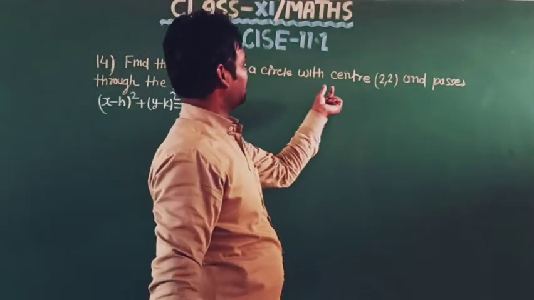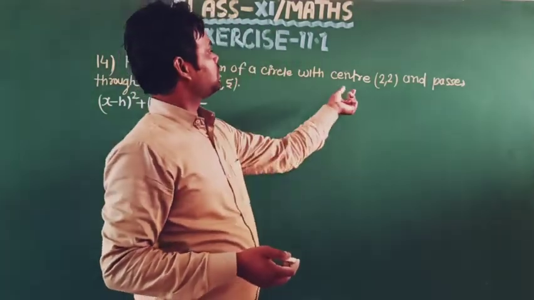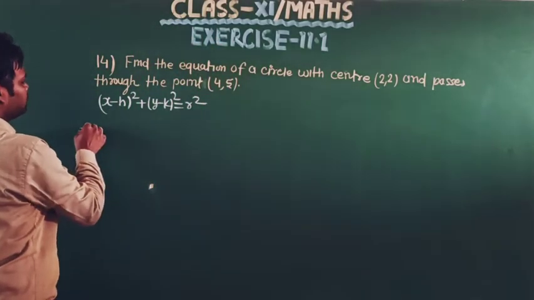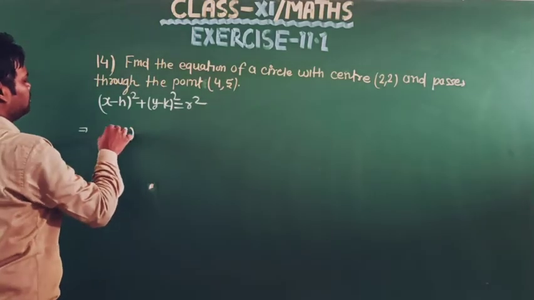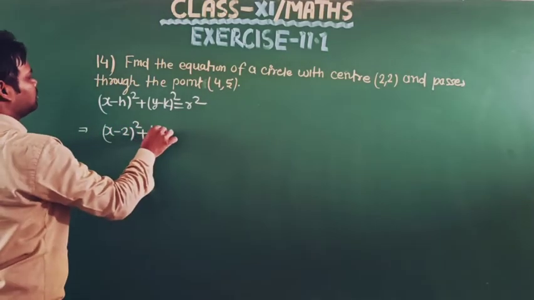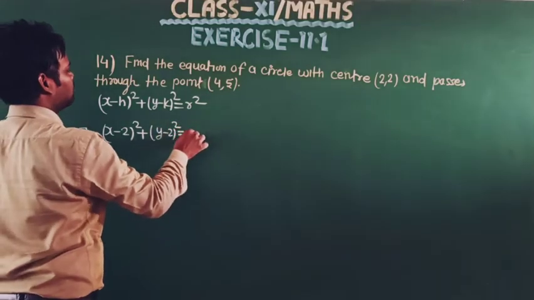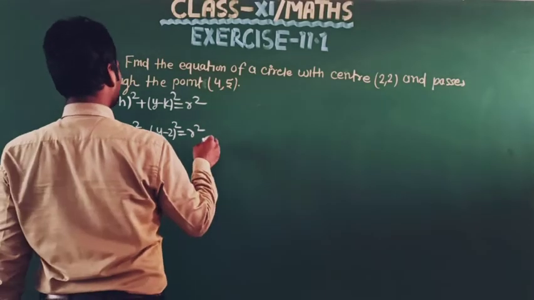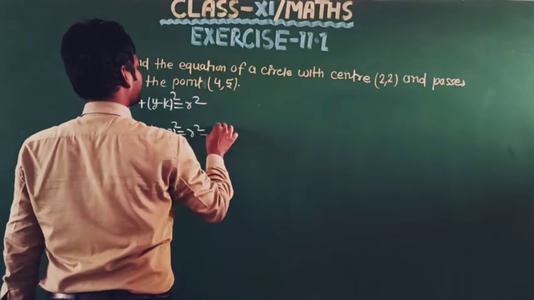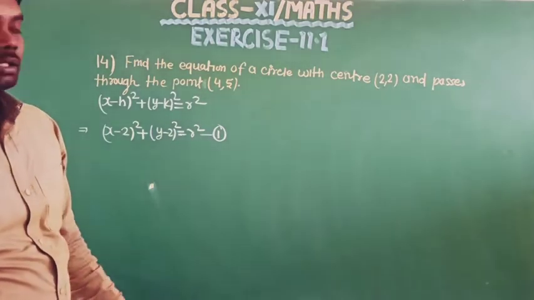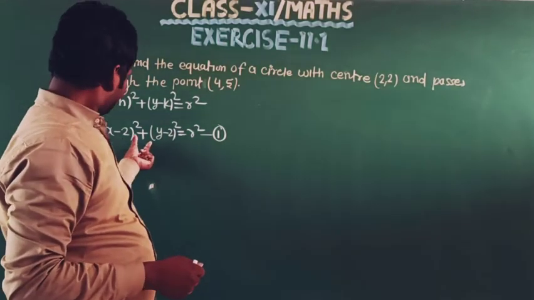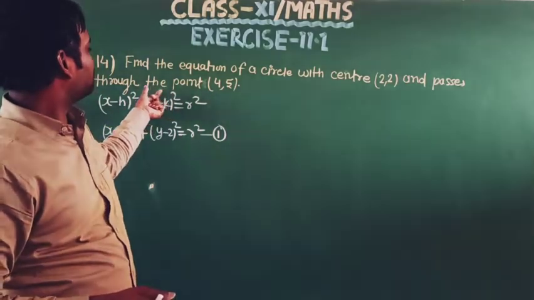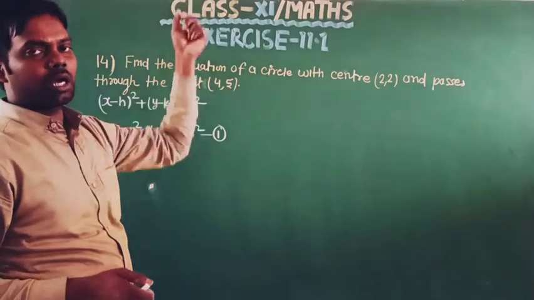So we are given the center, which is (2, 2). So the equation becomes (x minus 2) whole square plus (y minus 2) whole square equal to r square. Say this is equation 1. And this circle passes through the point (4, 5).